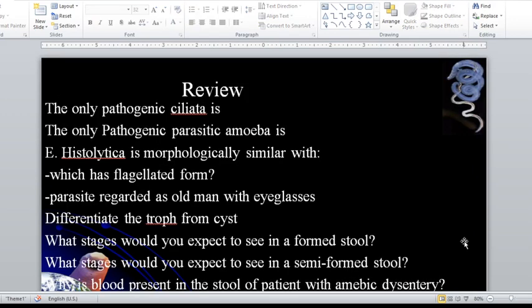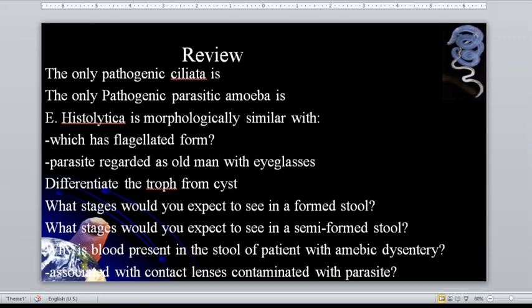Okay, guys, let's review. I hope you had a lot of learning from listening to Mom Susie. Number 1: this is the only pathogenic ciliate. That is the Balantidium coli. That is the only pathogenic parasitic amoeba, Entamoeba histolytica, if you exclude the free-living amoeba.